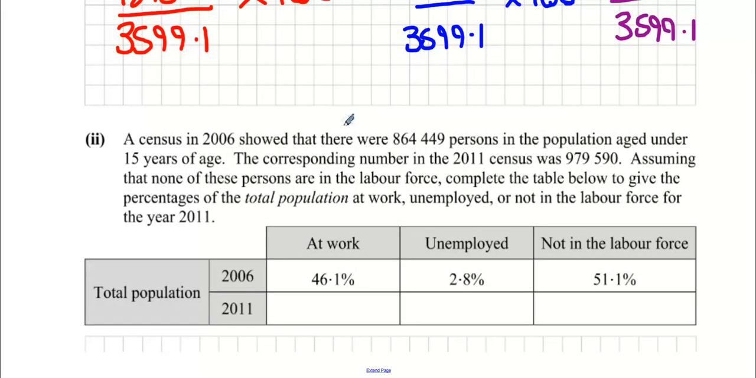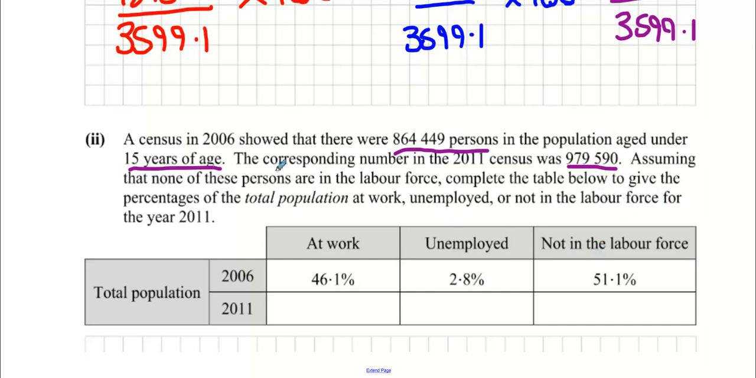Okay. A census in 2006 showed that there were this many persons in the population aged under 15 years old. Okay, that's grand. The corresponding number in 2011. So the people who aren't working under age 15 were this much, assuming that none of these persons are in the labour force. Complete the table below to give the percentage of the total population of work, unemployed or non-labour force. All right, I have it.